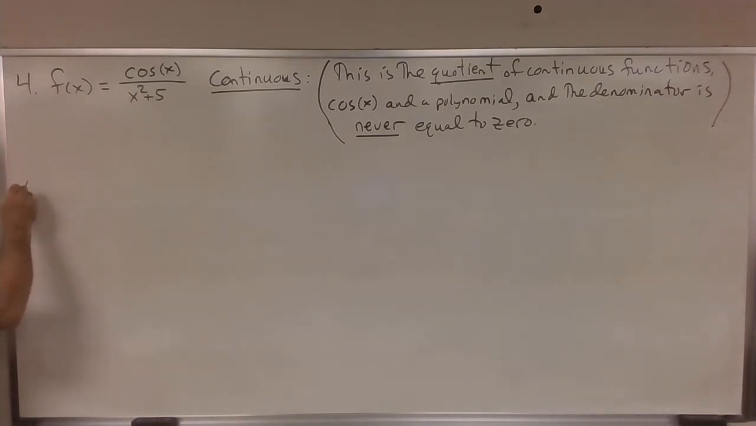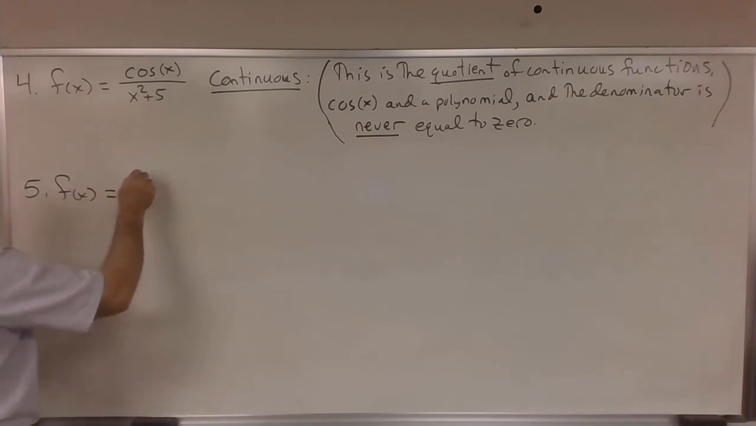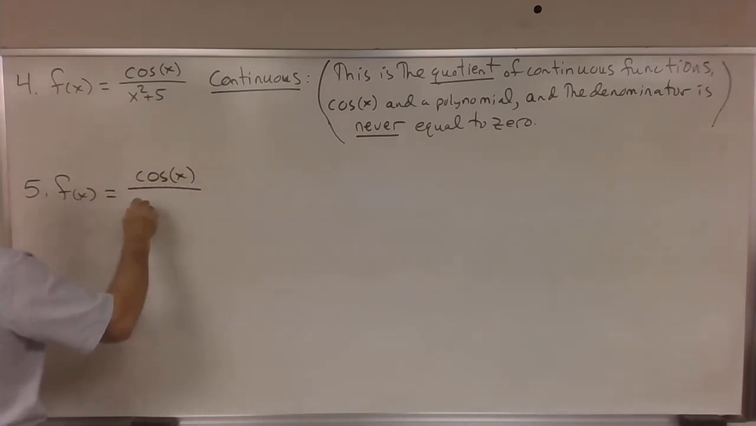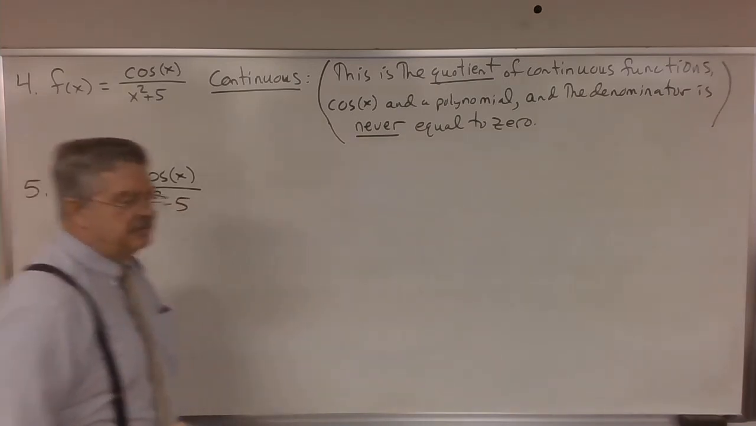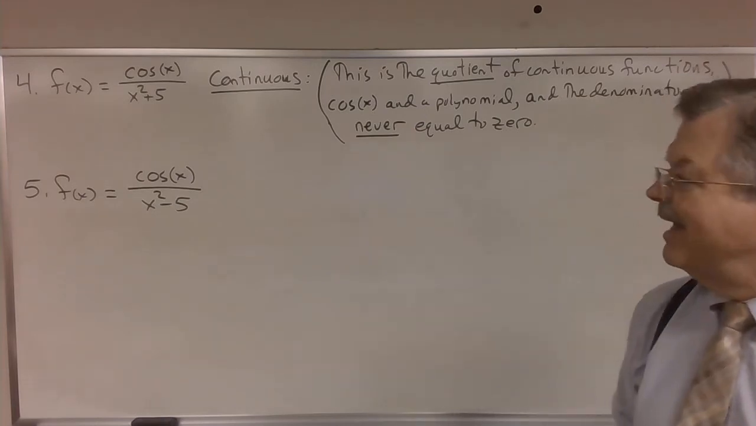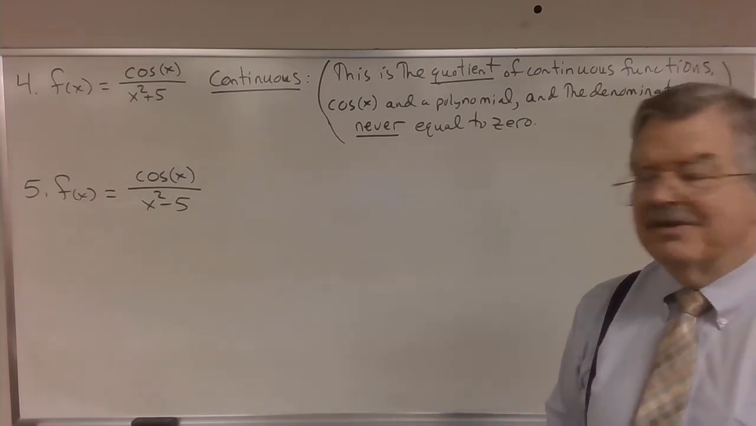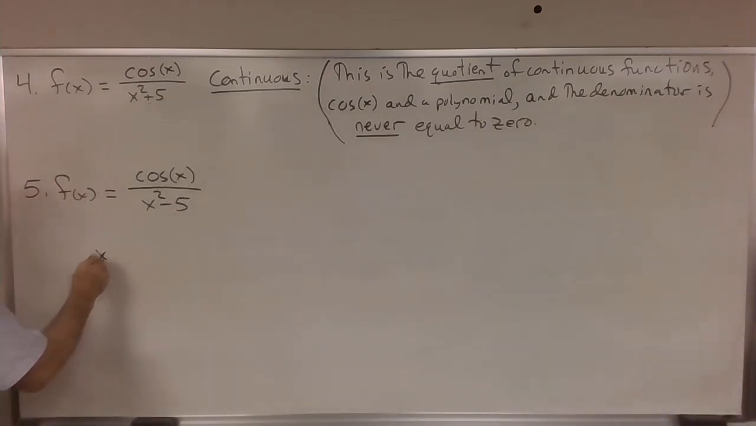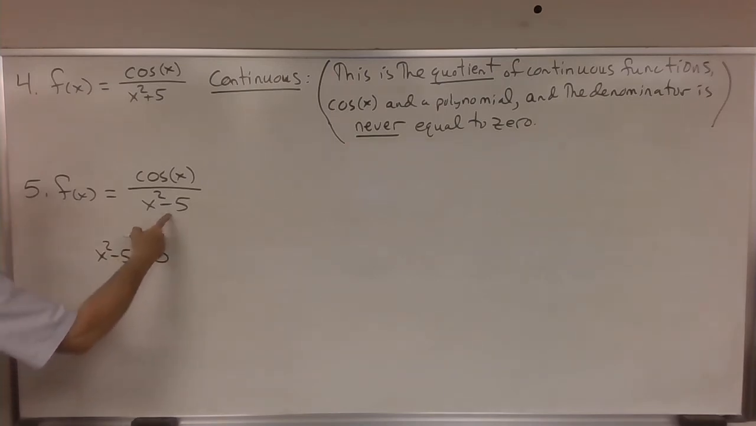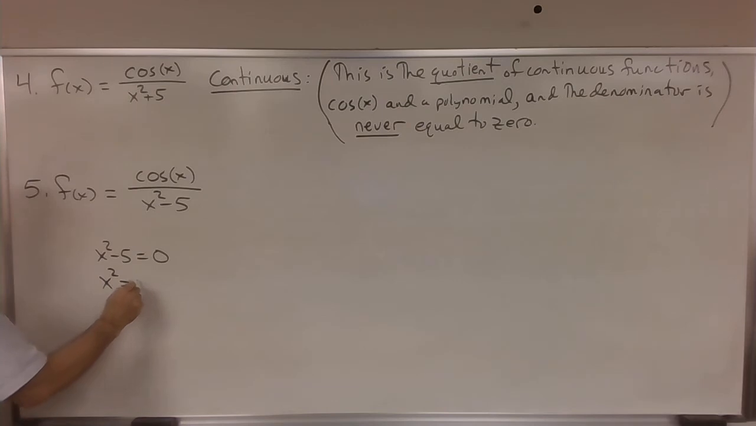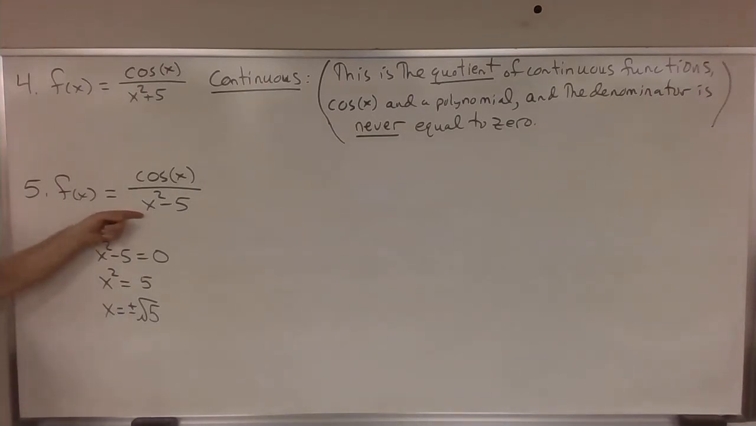Another example. I know the denominator can be zero in this case. To find out the x values that make this zero, I'll just set the denominator to zero and solve for x. Oh my goodness, there are two values of x that make the denominator zero. So I can't really say that it's a continuous function.